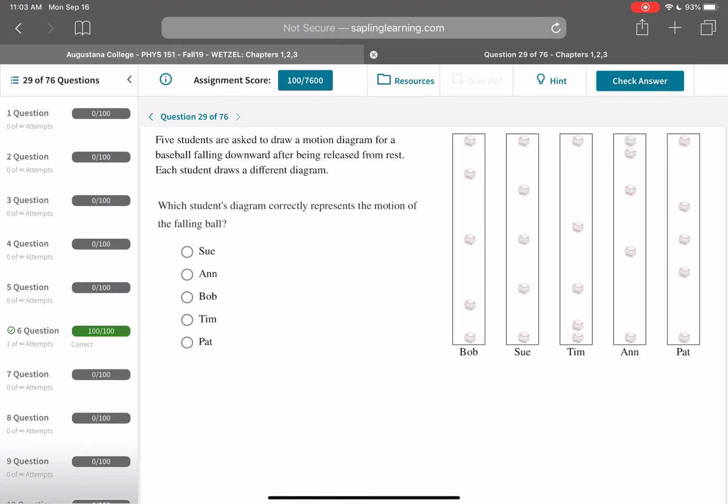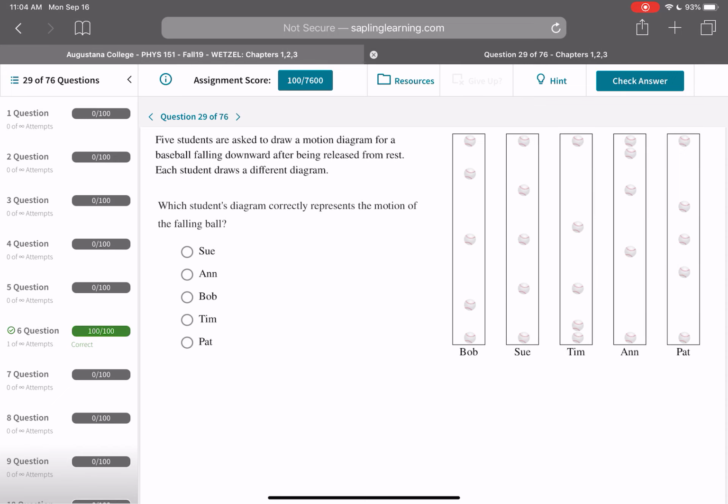Five students are asked to draw a motion diagram for a baseball falling downward after being released from rest. Each student draws a different diagram. Which one is correct? So it's going to start close to the initial position and then slowly increase. So from my viewing of this, N is the only one that has the correct diagram to show what's going on.